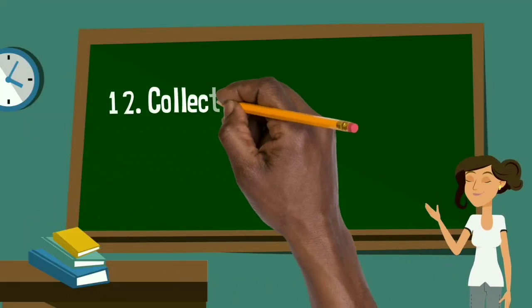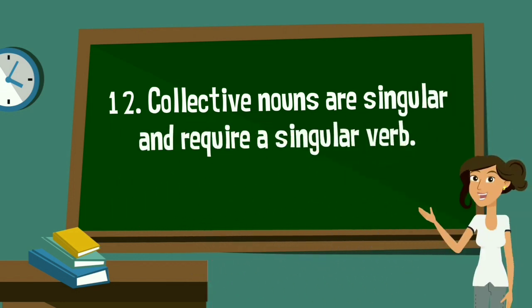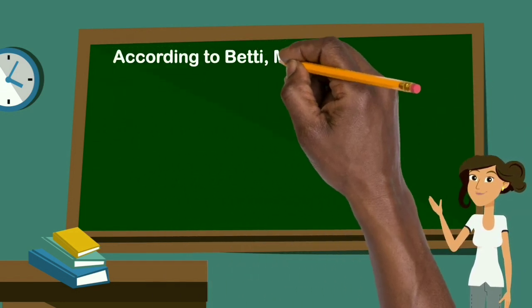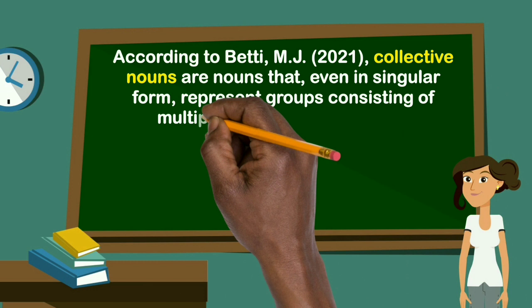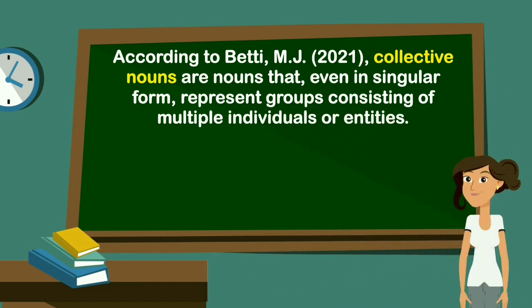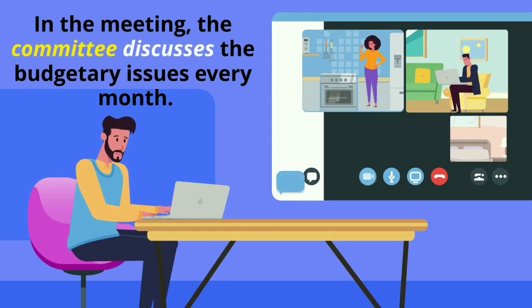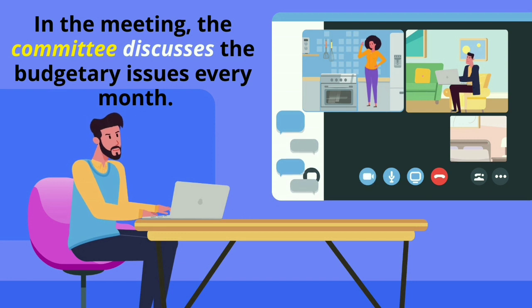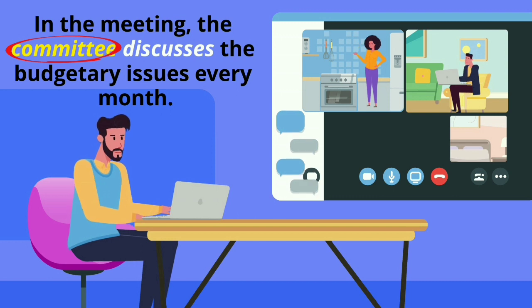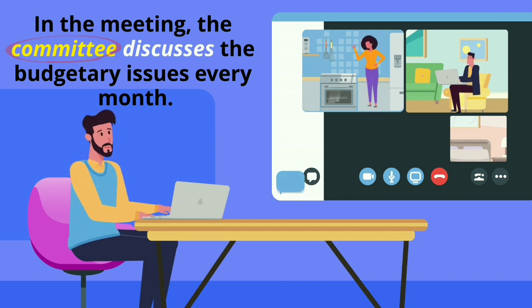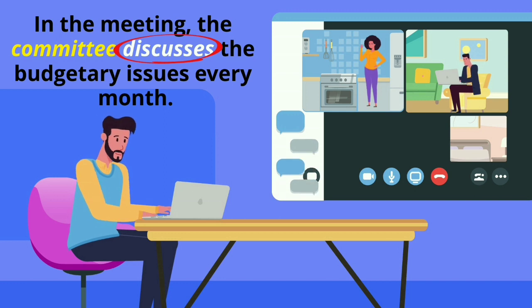The last rule is, collective nouns are singular and require a singular verb. According to Betty MJ 2021, collective nouns are nouns that, even in singular form, represent groups consisting of multiple individuals or entities. Examples of collective nouns are team, police, and committee. Example, in the meeting, the committee discusses the budgetary issues every month. The committee, which refers to a group of people but is considered singular, is the subject of the sentence. That is why the verb is also singular.